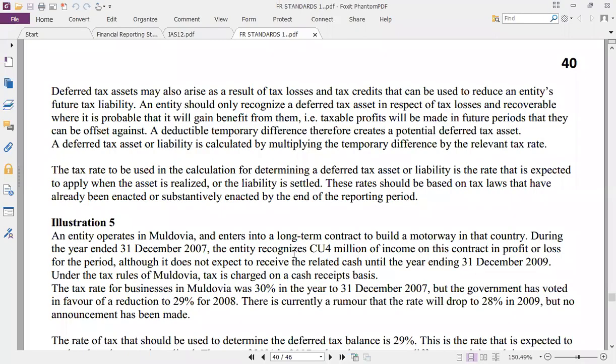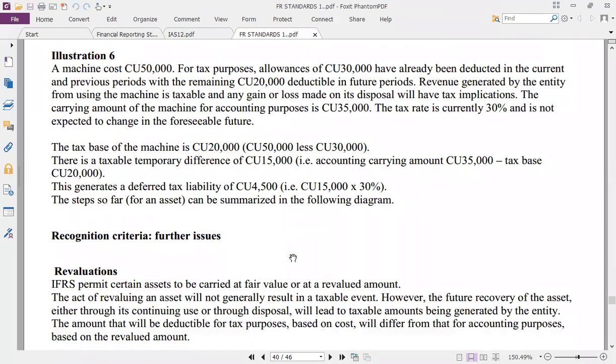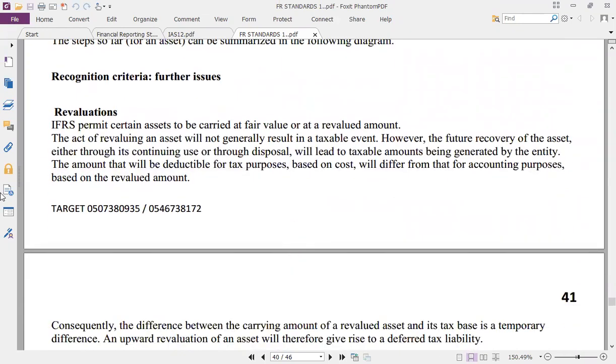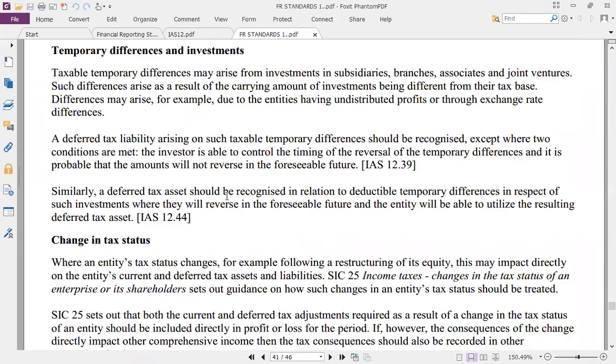Now let's go straight to the tutorial questions. Now there's a revaluation here. We call it deferred tax on revaluation. However, I will treat this after the IAS 16 when we are done with revaluation, but we should understand revaluation first. So for this section, I'll jump it right after the revaluation. Now let's continue with the question solving.